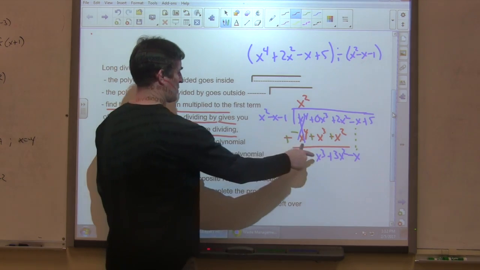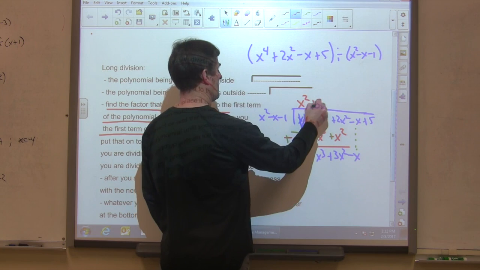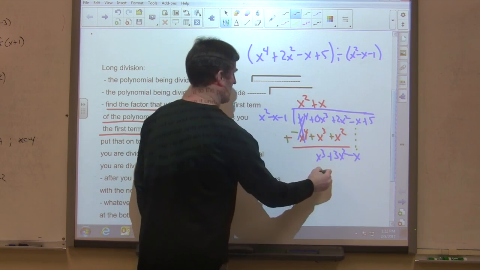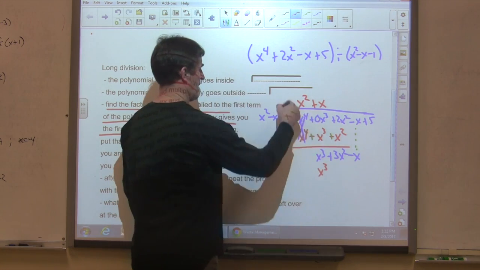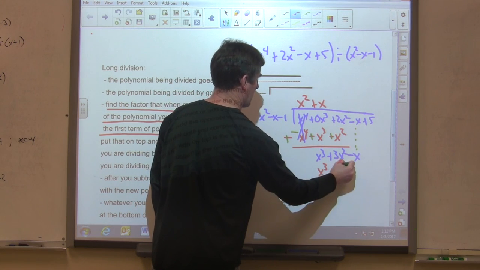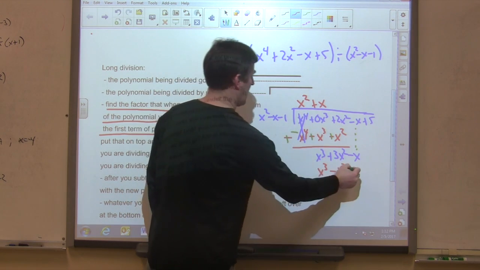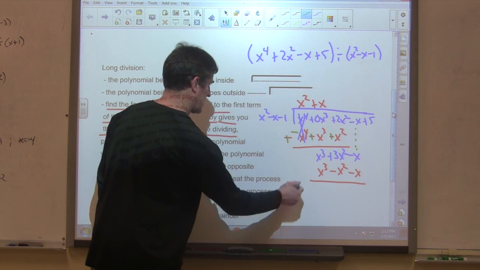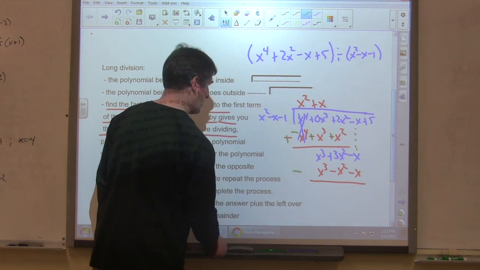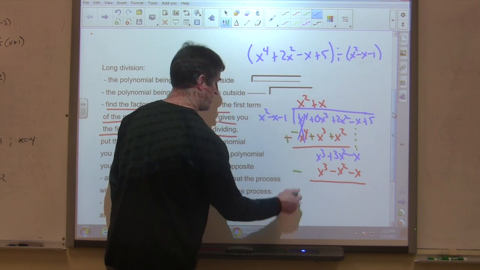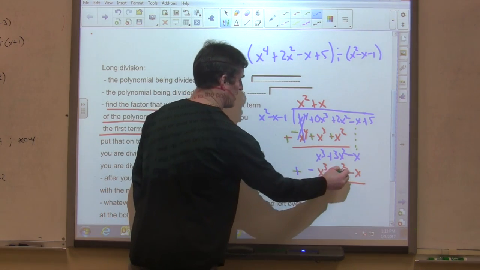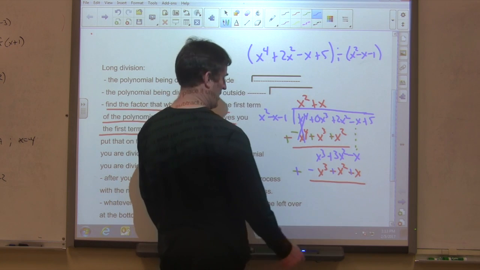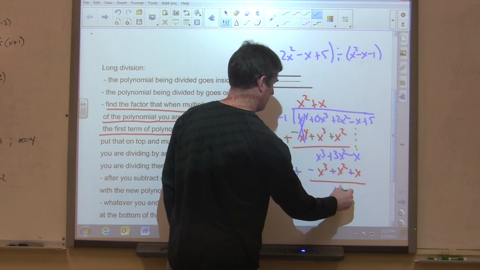So what do I have to multiply x squared by to get to x cubed? That would be x. X times x squared is x cubed. X times negative x is a negative x squared. And then a negative x. Change the sign, it's subtraction. So I'm going to change the sign to addition. Add the opposite. And so we get 4x squared.